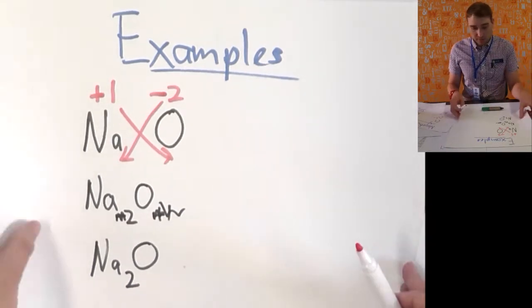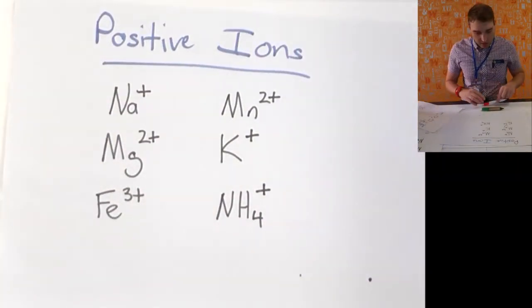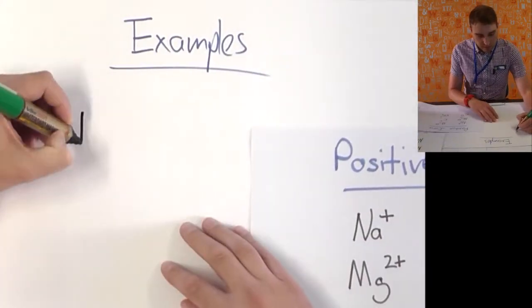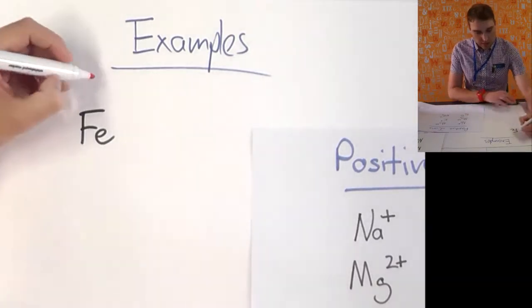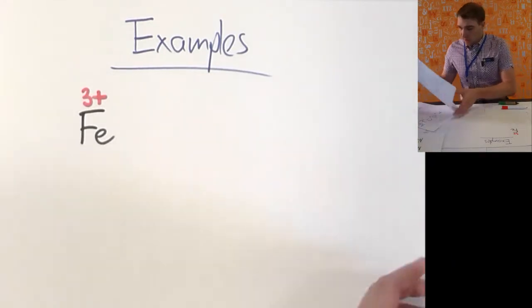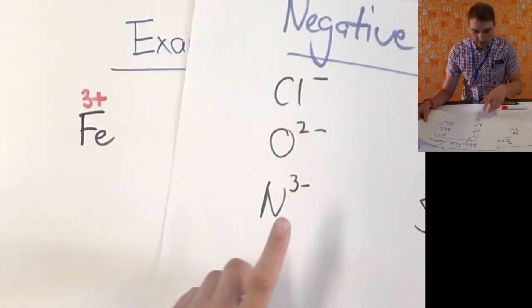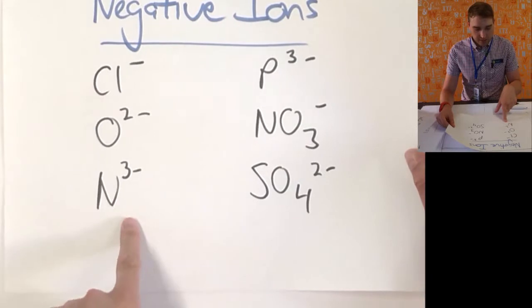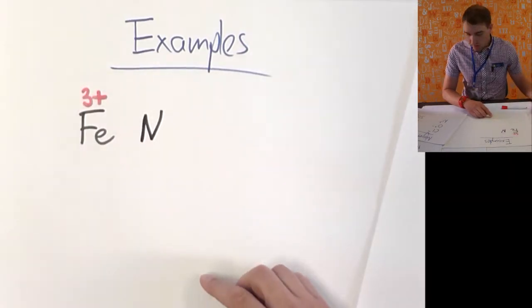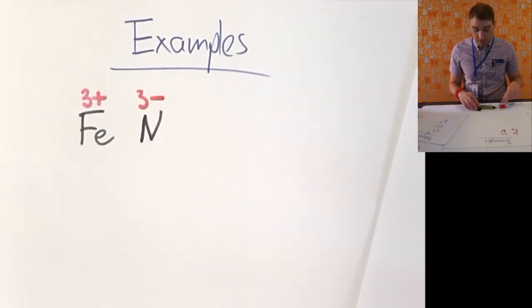Let's look at another example. So I'll go back to my positive ions. This time I'm going to select the ferric ion, Fe3+. So, write down the symbol, write down the charge, 3+. Then I'm going to select a negative ion. In this case, I'm going to select the nitride ion, down here. So I'm going to write the symbol, and the charge on top is 3-. Now I do my crissy-crossy.